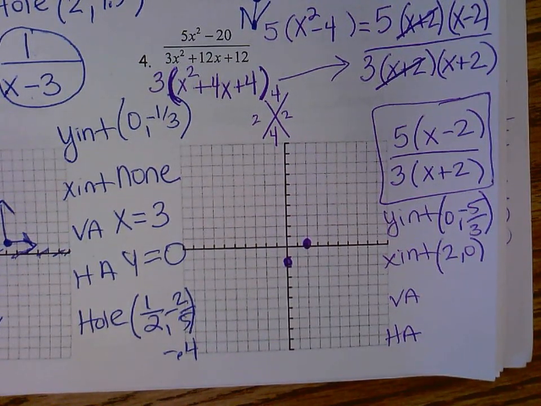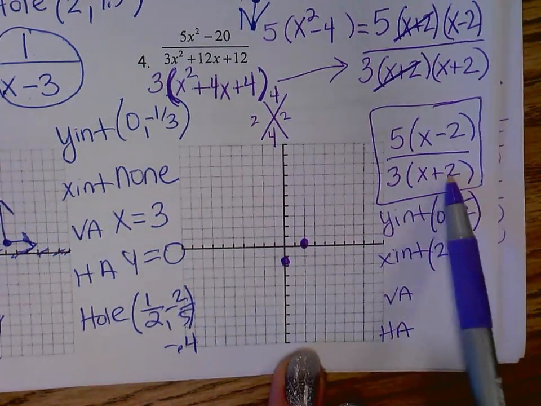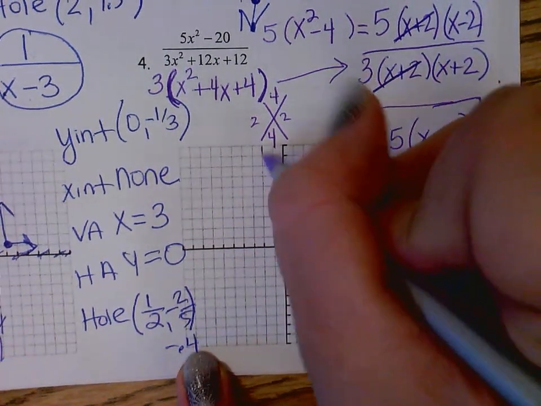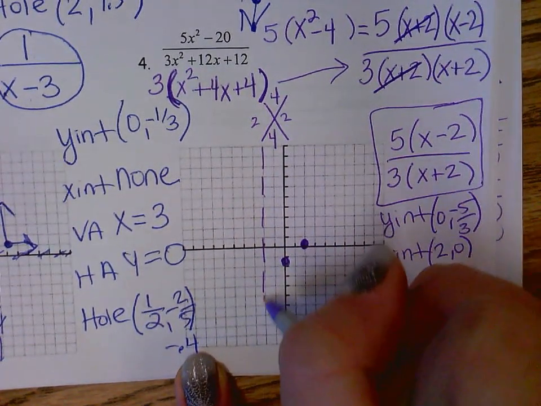So vertical asymptote, I only look at the denominator. So what's my vertical asymptote? Negative 2. See, because that x plus 2 would become 0. So x equals negative 2, vertical line at negative 2 on my graph.